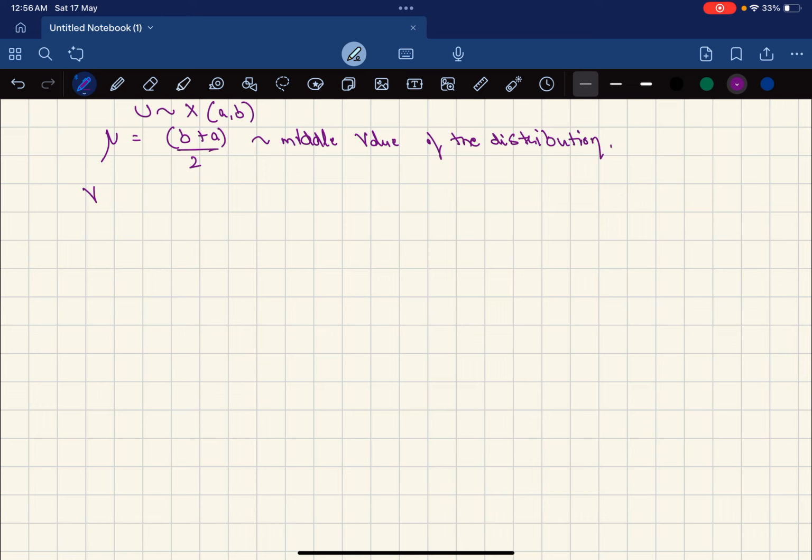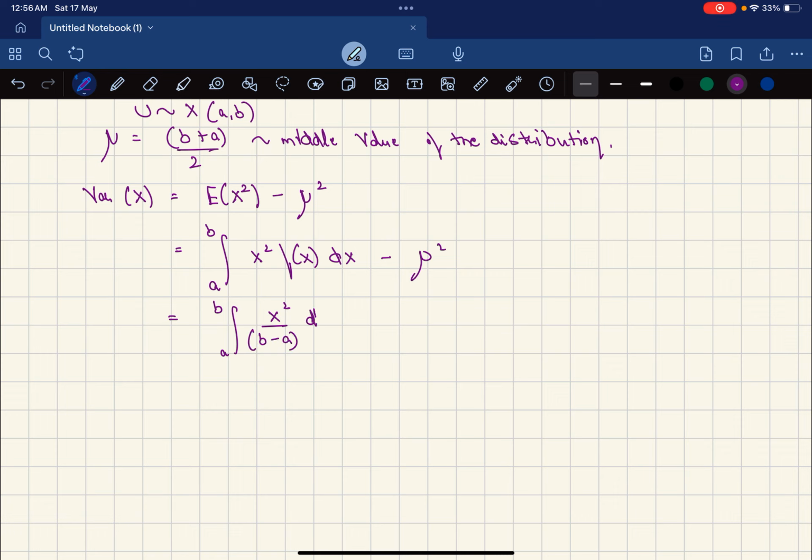Now similarly, we can calculate the variance of the random variable x. If you remember from the discrete case, we were calculating it as the expected value of x square minus the square of the mean. We'll still use the same method. So for the expected value of x square, instead of using summation, we use an integral over the whole range a to b: x square f(x) dx minus mu square. Mu is already calculated, so we can use that value directly here later on. We integrate from a to b x square upon b minus a, which is f(x), with respect to dx, minus mu square.